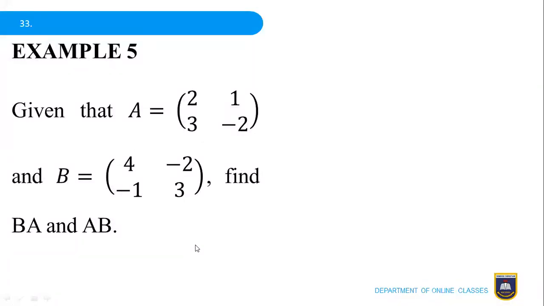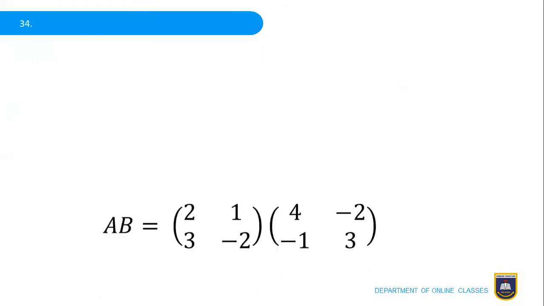Okay, so example 5, please just copy it. Just copy it and go and try it so that we move on. Copy example number 5. Given that the matrix A equal to 2, 1, 3, -2, and matrix B equal 4, -2, -1, 3. Find BA and AB. So you go and try this.